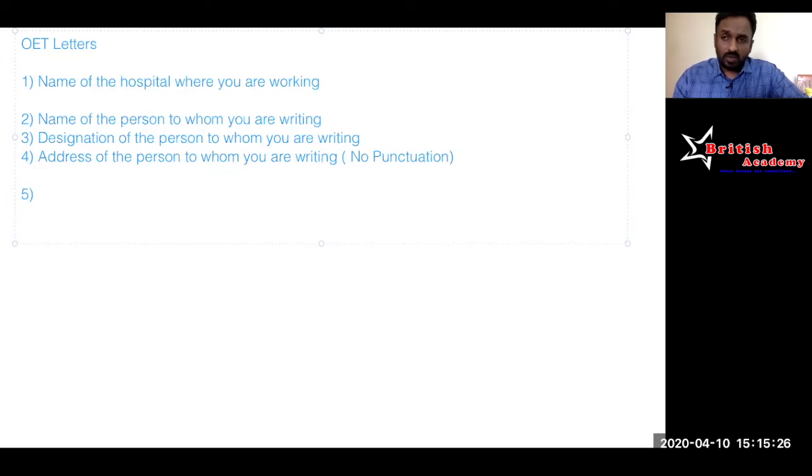There is no markdown, as I said earlier. OET does not have a fixed structure. They just want you to pick up the relevant information according to the demand of the question. You should be able to elaborate the information and place the information appropriately where it is required.